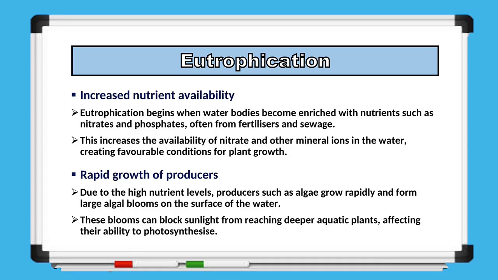Eutrophication begins when fertilizers from farmland or untreated sewage enter rivers and lakes through runoff. These introduce large amounts of nitrates and phosphates into the water, increasing the concentration of mineral ions and making the environment highly favorable for plant growth.